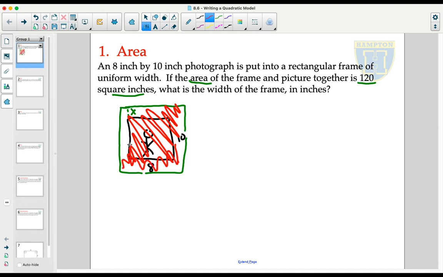Now, the 10 and the 8 aren't specifically helpful because they're only for the picture, and the X by itself is not helpful because it's only the width of the frame. So instead, we need to consider those two together. And what are the dimensions of this larger outside green rectangle? Well, if this side was 10, and we added an X to each side of it, our new side length would be 10 plus 2X. And if this side was 8, and we added an X to each side of it, this side is now 8 plus 2X.